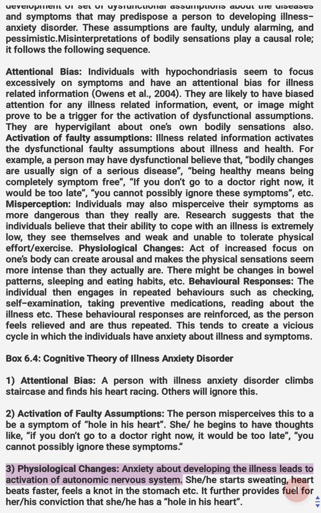3. Physiological changes. Anxiety about developing the illness leads to activation of the autonomic nervous system. He starts sweating, his heart beats faster, he feels a knot in the stomach, etc. It further provides fuel for his conviction that he has a hole in his heart.